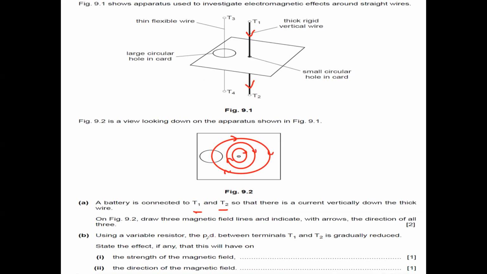Using a variable resistor, the voltage or the potential is gradually reduced. What happens to the strength of the magnetic field? This will decrease. And what happens to the direction of the magnetic field? There will be no change. So the direction of a magnetic field depends on the direction of the current, and the strength of a magnetic field depends on the distance from the wire as well as the amount of current or the voltage which is supplied.